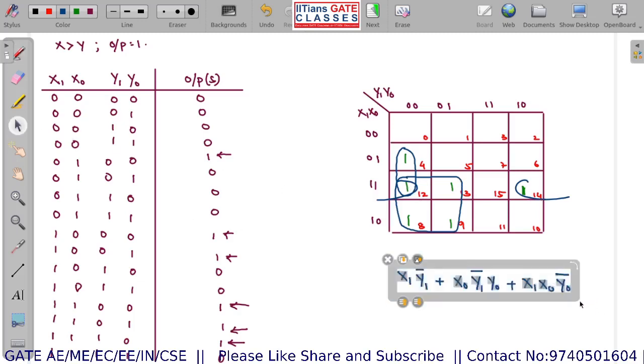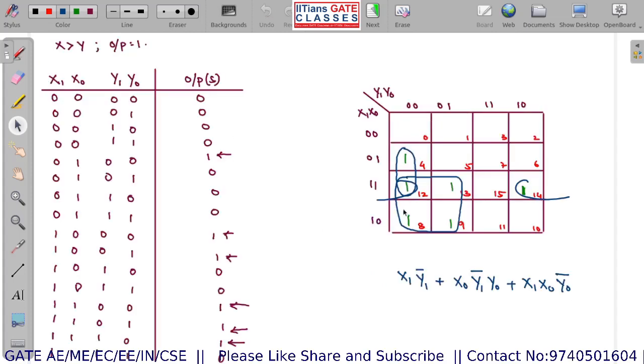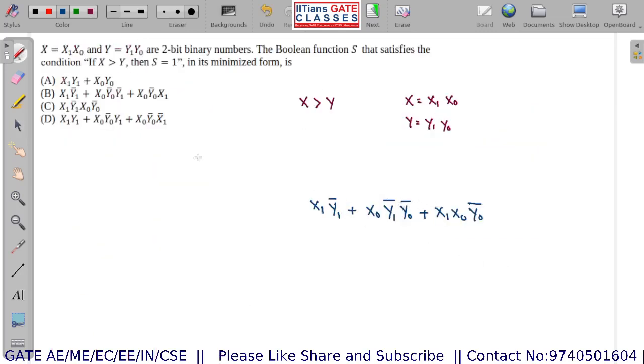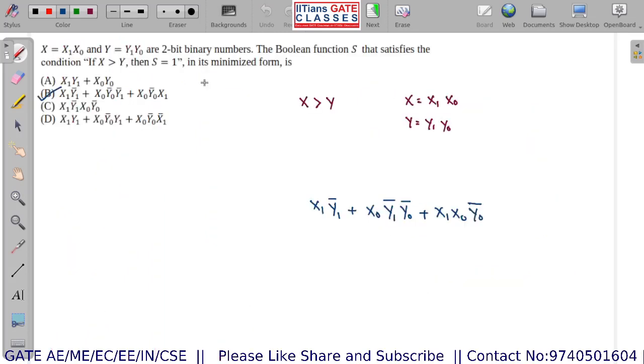So let us check which option. So x1 y1 bar, this one x0. Did I forget something over here? Yes, I forgot a bar. It's okay. So x0 y0 y1 bar, this one x0 x1 y0 bar. So option B is your correct answer. This is a long way, you can see it will take you 2-3 minutes. Now how to solve this question very easily?